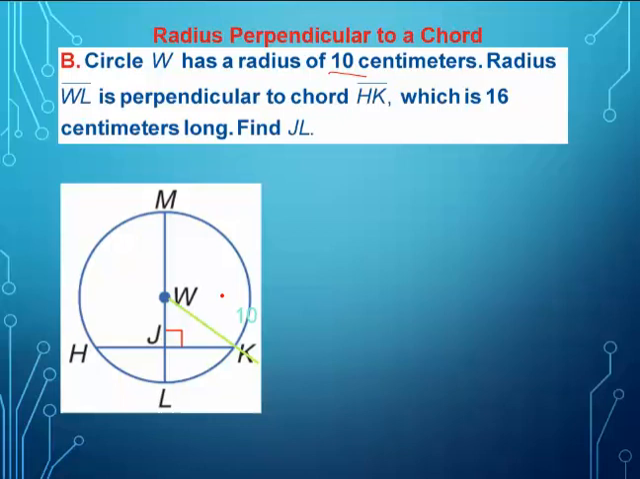What else do I know? I know that if this whole thing, HK, is 16, then the radius here, WL, is going to cut it in half, so this portion is 8. Now I have a right triangle that we can pull out, if it helps you to see it better.